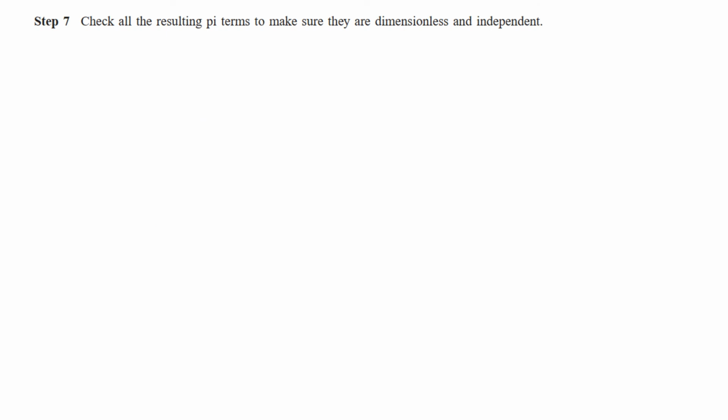So now in step 7, we are going to cross check all our pi terms and see whether they are dimensionless or not. To do that, we need to convert all the dimensions of the variables into FLT form. Remember that we started this example and wrote out the dimensions of the variables in mass, length, time dimensions.